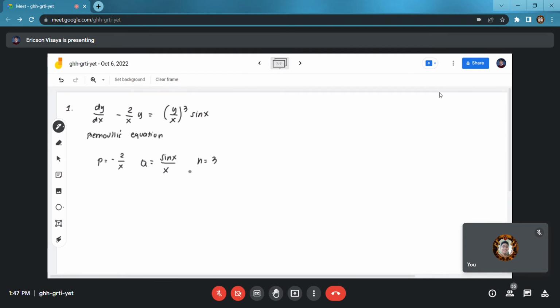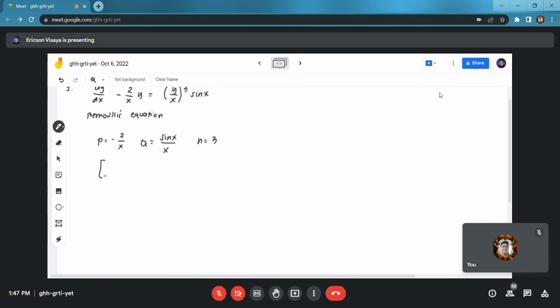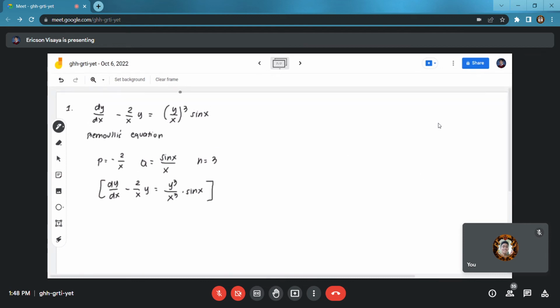So, bali, gagawin natin, multiply both members of the equation by y raised to negative 3. So, bali dito sa ating dy over dx minus 2 over xy is equal to y cube over x cube times sine x. Para lang ma-cancel natin yung y cube dito sa q natin. So, bali, 1 over y cube, then 1 over y cube dito. So, bali, cancel.